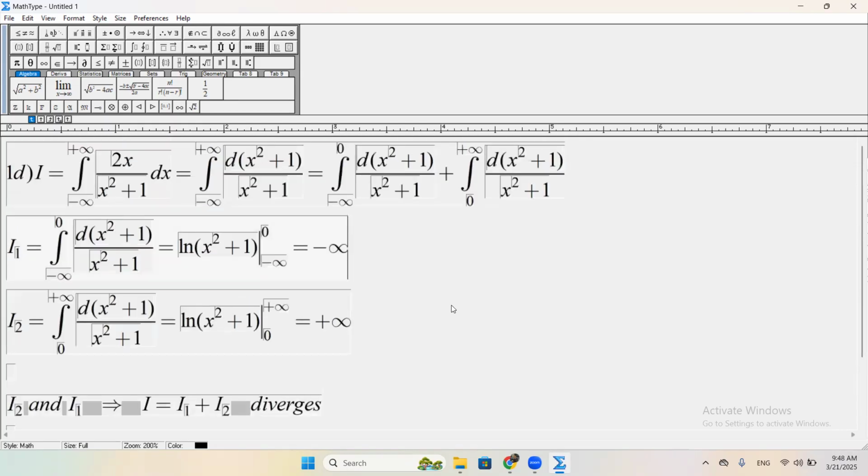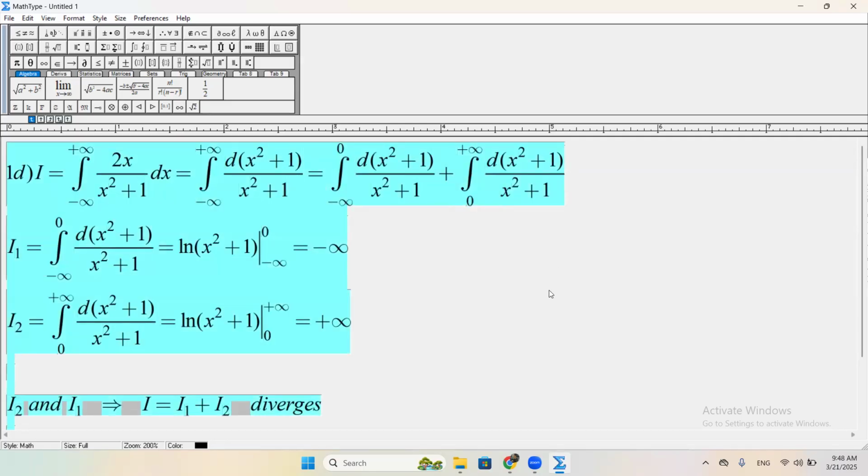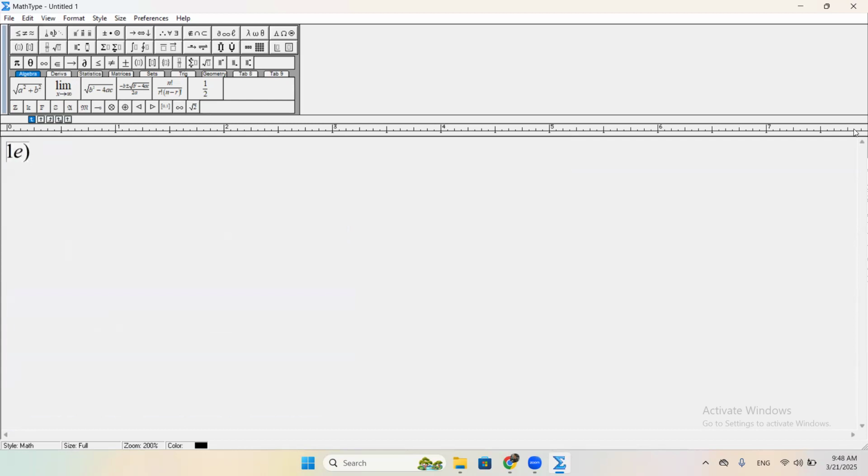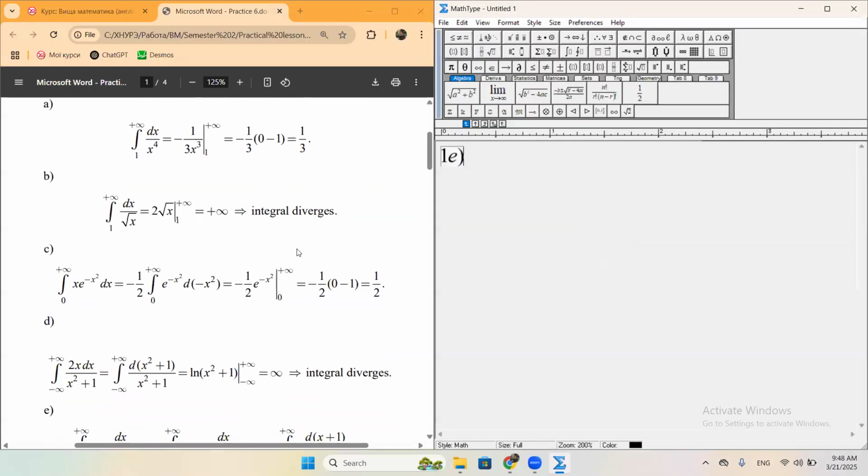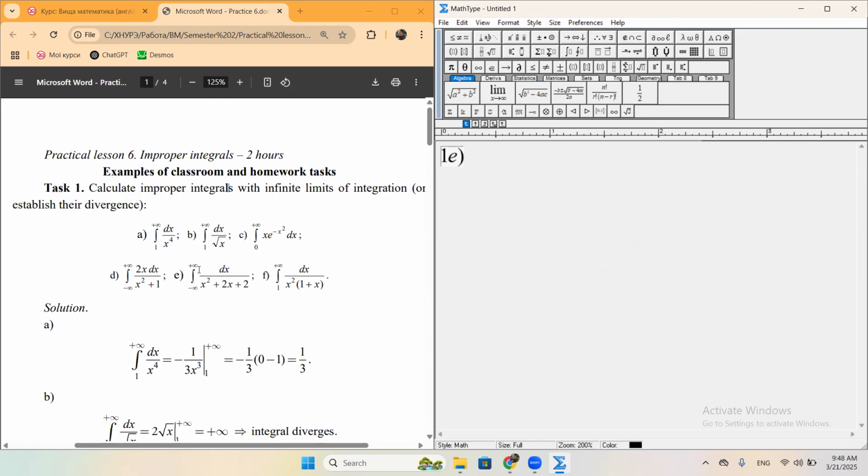No questions. Yeah, so just to remind you, the additivity property of the definite integral. Okay, moving to the next, 1e. So in 1e, we have the following integral, from minus infinity to plus infinity, dx over x squared plus 2x plus 2.